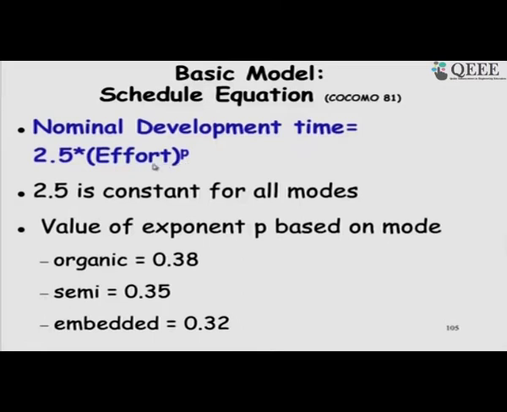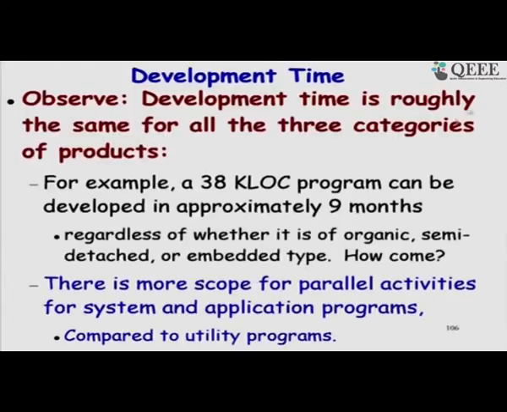The reason is that the answer lies in the optimal deployment of staff. If it is complex software, we deploy more people, and there is more parallelism in the software, whereas in simple software each one develops and takes time, and that is the reason actually. So, that is what I have written down here. It is roughly the same for all three categories of software.